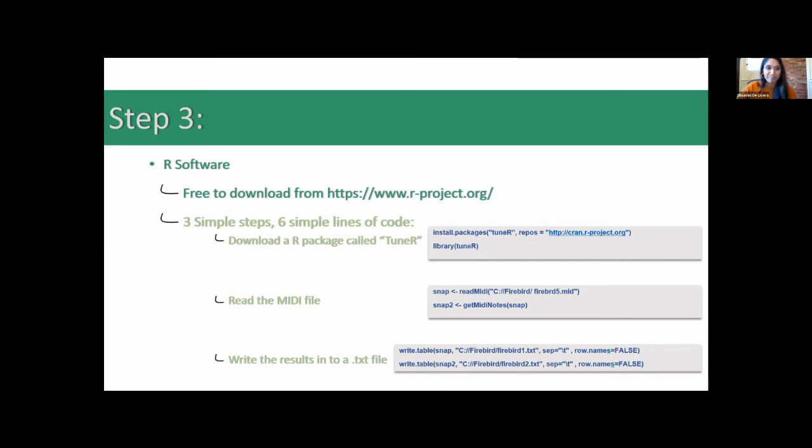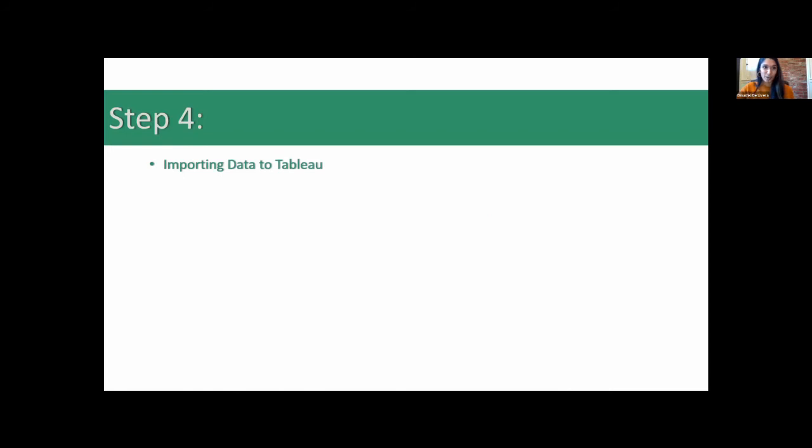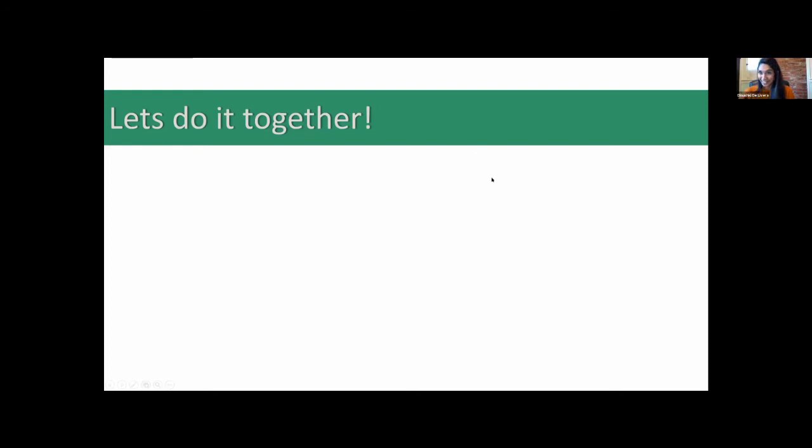Next is step four, import data into Tableau, bring the text files in. Join the two text files. There will be two files, I'll show you soon. And then you start vizing. The end. Okay, so now that sounded really easy, so let's do a show and tell. Let's do it together.